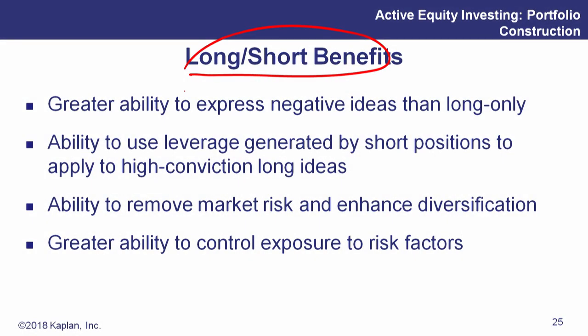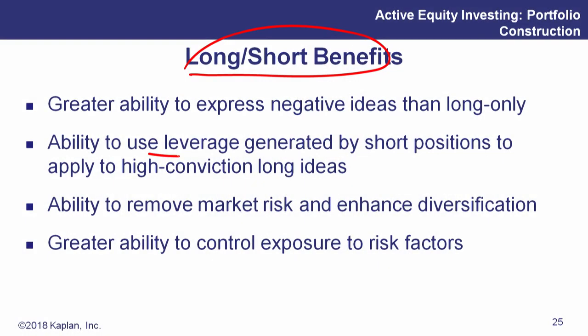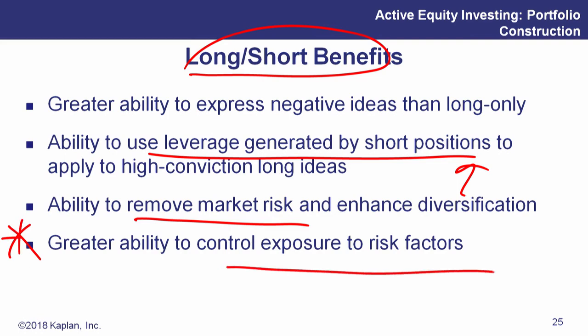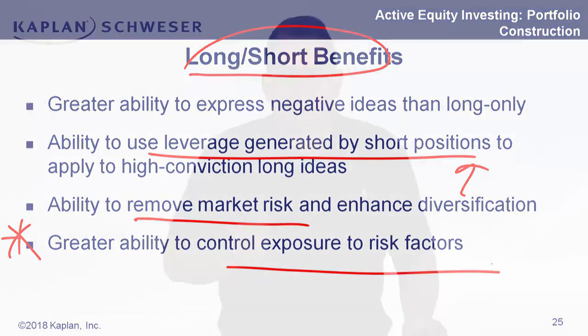Okay, so let's talk about long-short benefits. And again, this is different than a long extension strategy because now we can actually express our negative views or our positive views. We're not going to end up net 100% long. We can also use leverage. We can use high conviction positions. I can remove market risk. I can increase diversification. And I think probably the most important thing about this, I can control exposure to risk factors that I'm most concerned with.